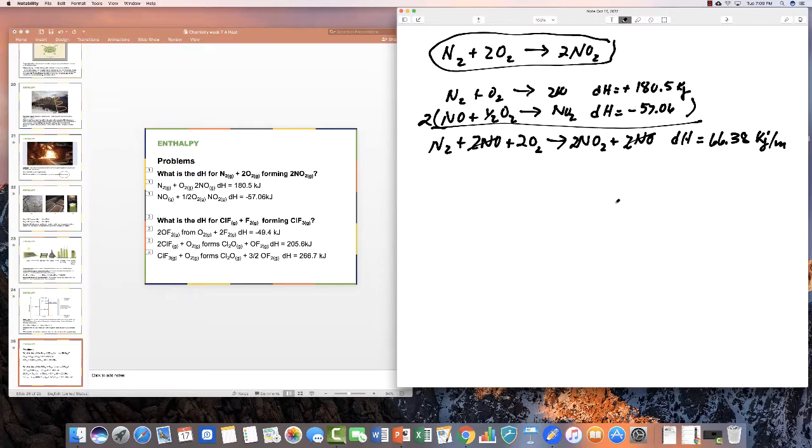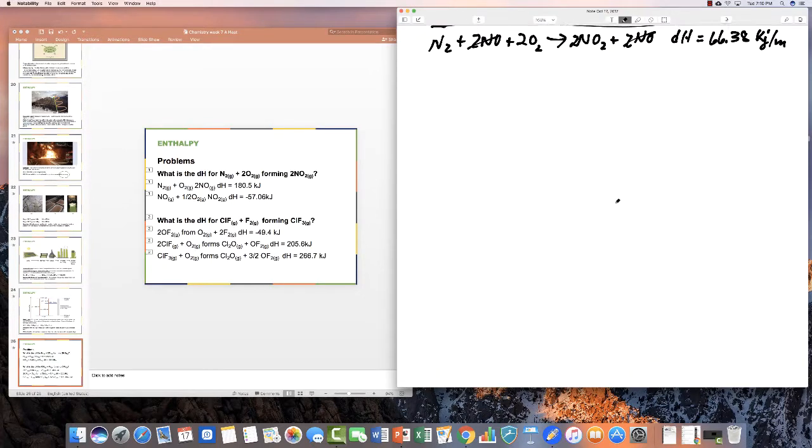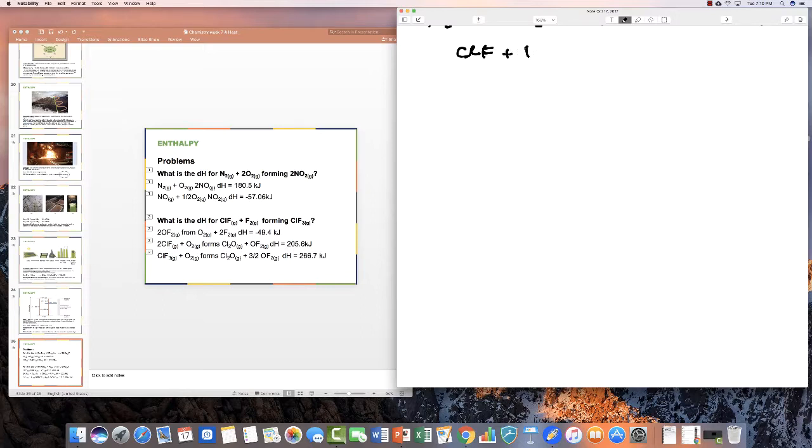And so this is a pretty simple, straightforward one. Now this next one is actually pretty difficult, and I'll just tell you that the answer to this is also on page 267 and 268 of your book if you have trouble following what I'm telling you. But what you want to end up with is ClF plus F2 to form ClF3. Okay, that's what you want to end up with.